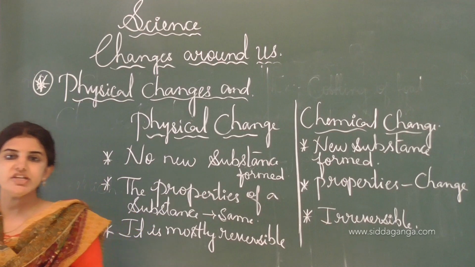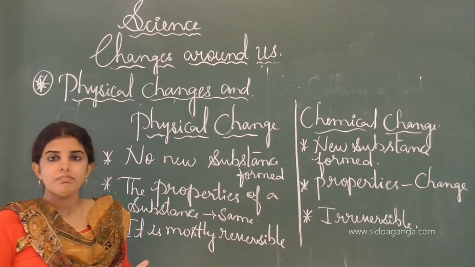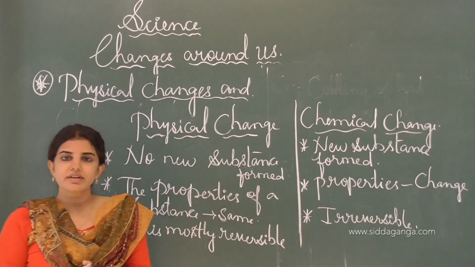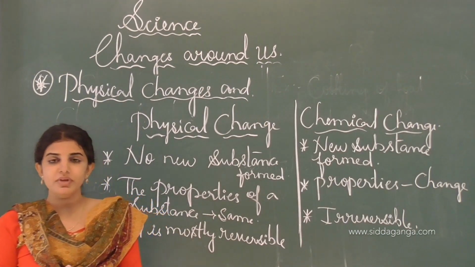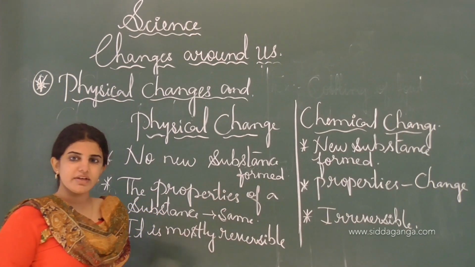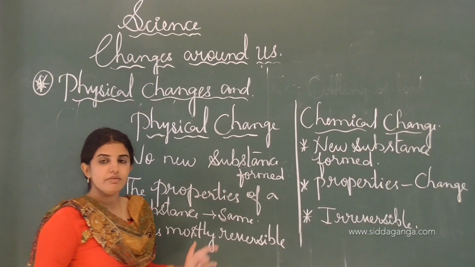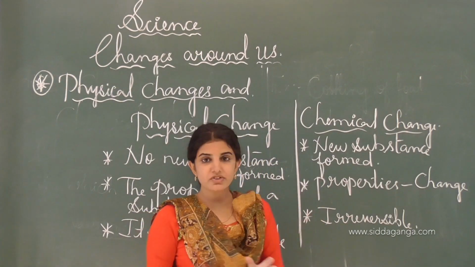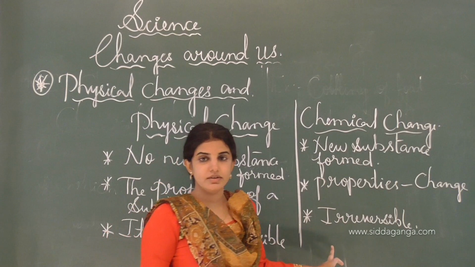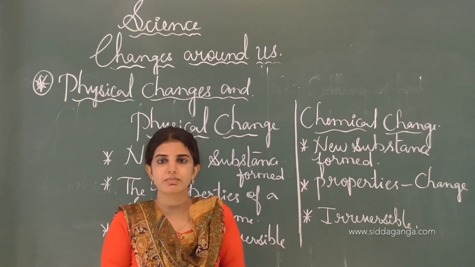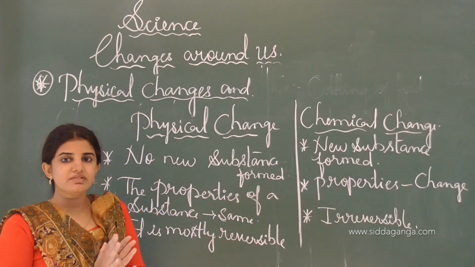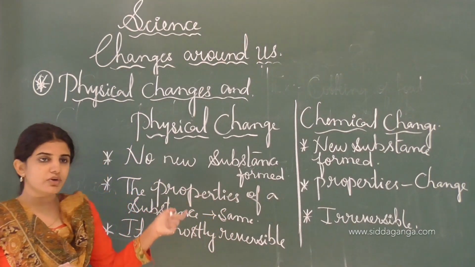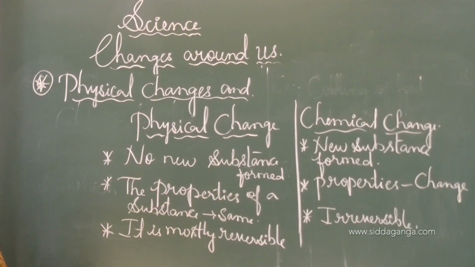This is how physical change can be distinguished from chemical change by the following points. In physical change, no new substance is formed, the properties remain the same, and it is mostly a reversible change. Whereas in chemical change, a new substance is formed, properties change, and it is mostly an irreversible change. Next, there are some changes which are physical but are irreversible.